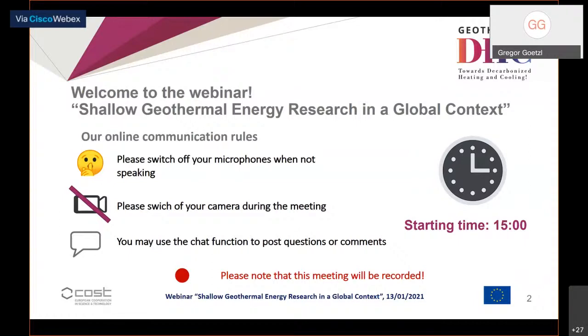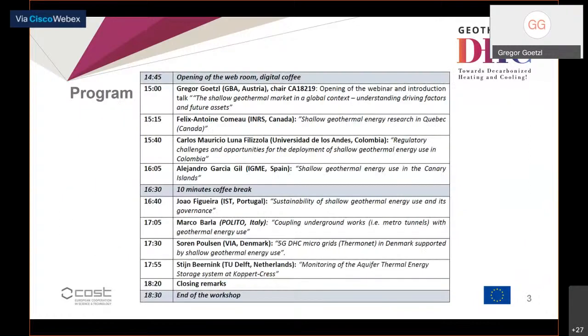Just a quick overview about the program of today. We have 7 invited speakers from around the world on different aspects of shallow geothermal energy use. So we look at this technology from different angles. We look at governance of introducing shallow geothermal into a new market. We look at technologies, especially on future options for how to use shallow geothermal energy.